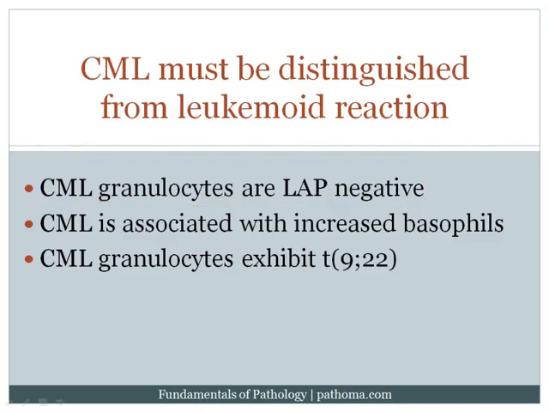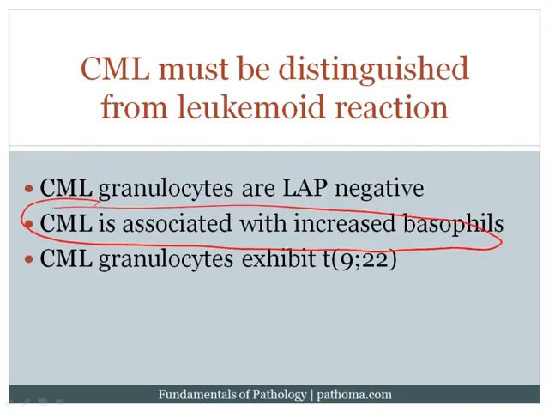Another important distinction would be the presence of basophils. If the patient has an infection and gets a high white count with a left shift and has a predominant neutrophilic leukocytosis as a reactive phenomenon, the basophils will not go up. The basophils go up in CML, and that's why I've stated a couple times now so far that basophilia is highly associated with CML.